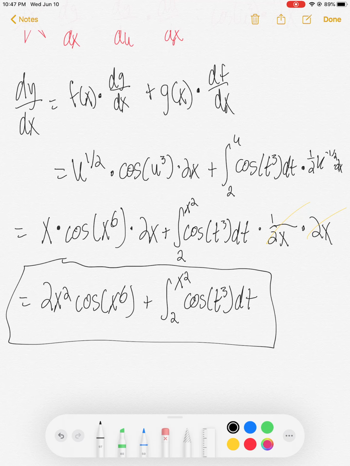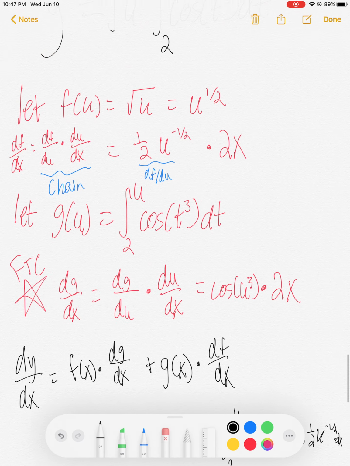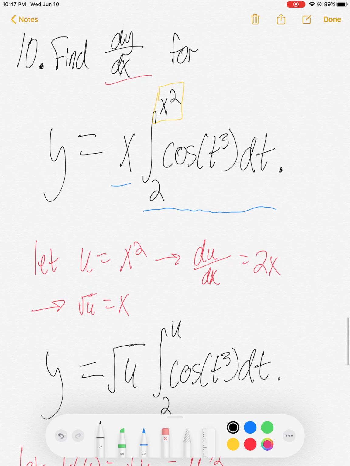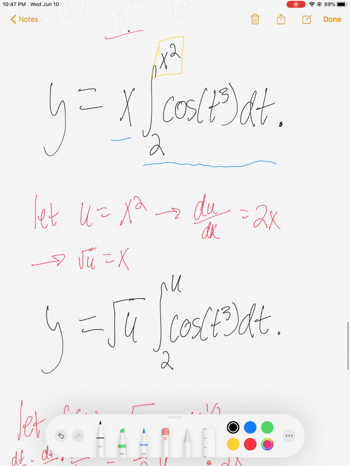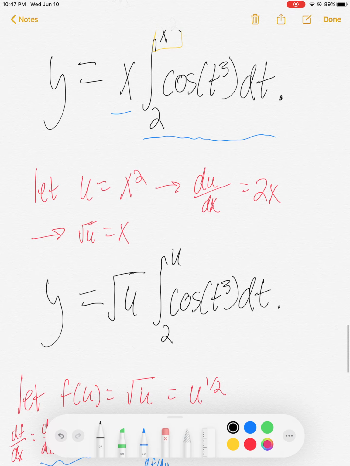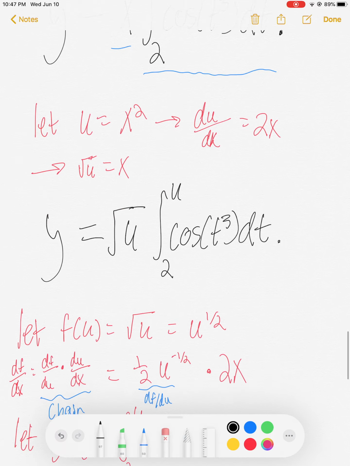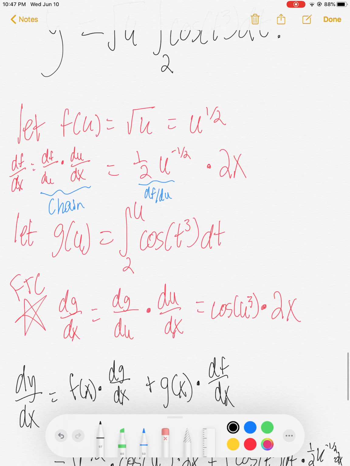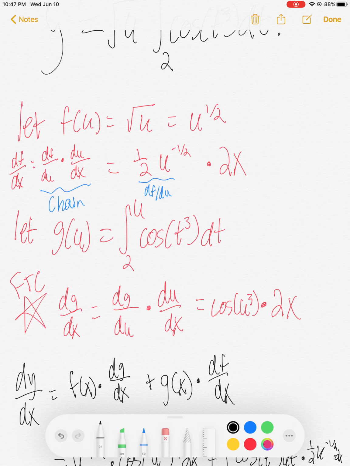So this is exactly what we finish with. This is what they want. In fact, that integral, that cosine of t cubed, looks like that would be quite a difficult integral, even from a calculus 2 perspective. So I'm glad that we don't have to work that out here.